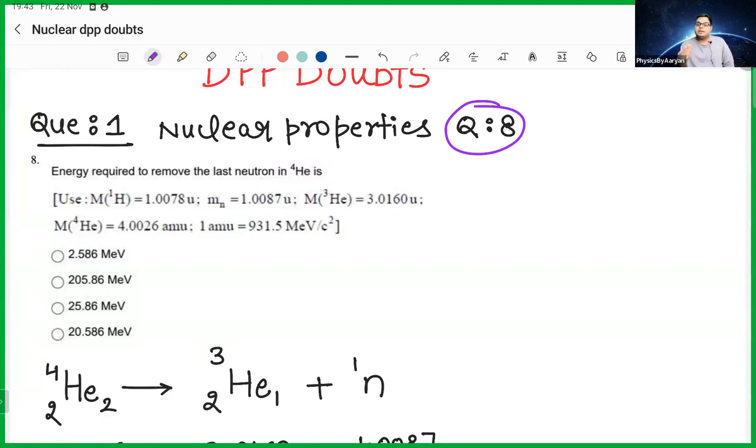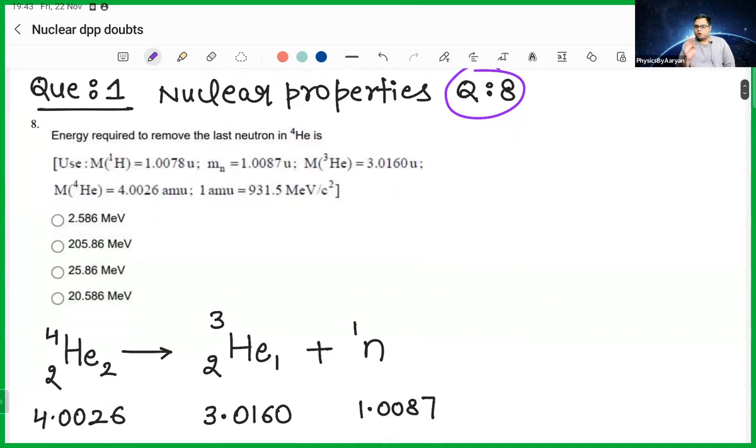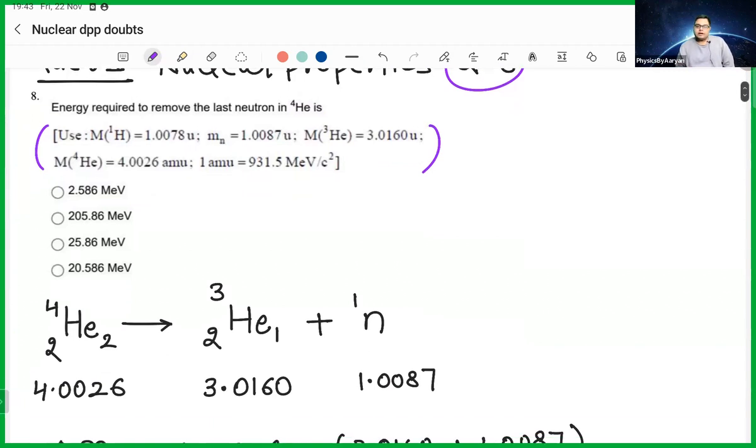First of all, why do I need energy? Why can it not emit the neutron itself? Let's understand. By the way, all the masses are given to you, so whatever information you need is here. In the beginning, I have 4 helium. Helium has atomic number 2, so there are 2 protons, and the total mass number is 4, so there are 2 neutrons. This is the number of protons, this is the number of neutrons, and this is the total mass number.